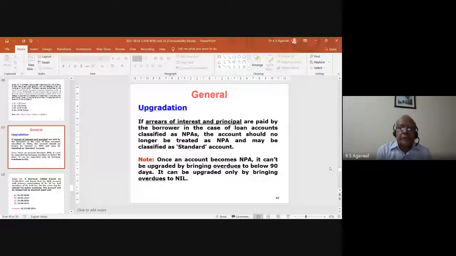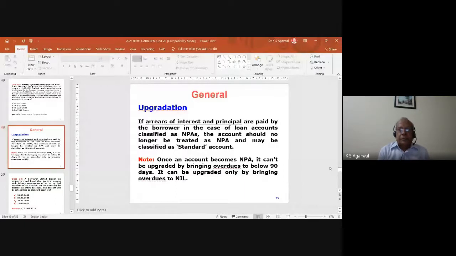For upgradation, if arrears of interest and principal are paid by the borrower in the case of a loan account classified as NPA, the account should no longer be treated as NPA, and may be classified as a standard account. So if the entire dues are paid, then it will be upgraded.